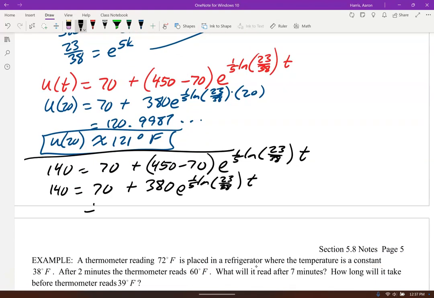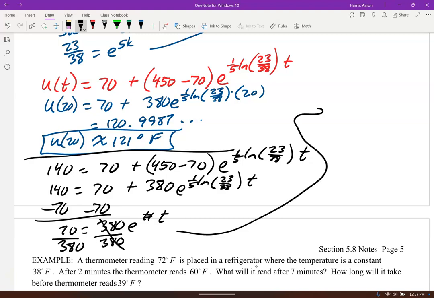So let's subtract 70 from both sides. So I have 70 equals 380 e to that number times t. Divide by 380, divide by 380. And so I've got 7 over 38. Let me write it this way: e to the kt equals 7 over 38. Okay, now I'm going to take the natural log on both sides.